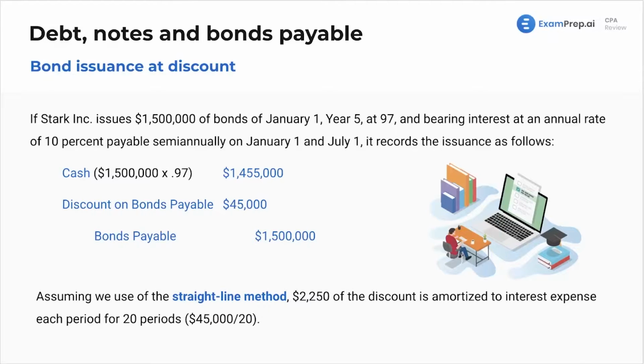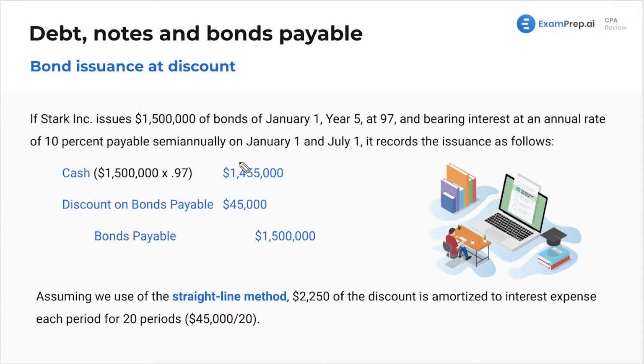Uh-oh, that's a discount. That very much looks like a discount there, but not to be worried about, right? We will see it, we will demystify it, and you should not be concerned. So if Stark Inc. issues, we're going to keep using the same examples, right? 1.5 million. The bonds, January 1st, year 5, same dates, same everything.